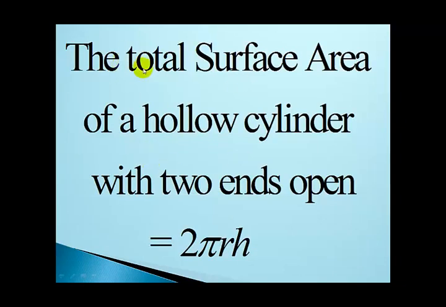The total surface area of a hollow cylinder with two ends opened. Now in this case, all the circular ends are opened, and so the total surface area of a hollow cylinder with two ends opened is equal to 2 pi rh, where 2 pi rh is the curved surface area of the cylinder.